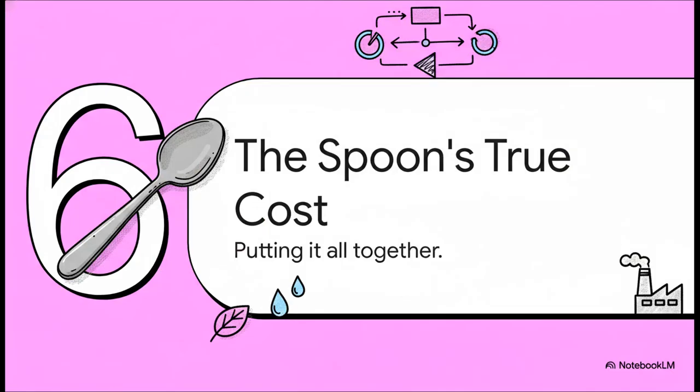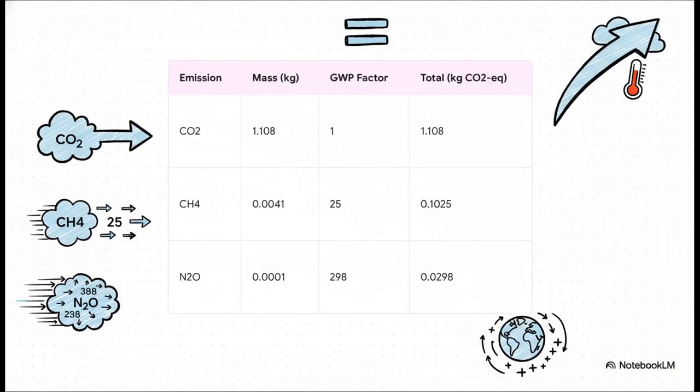All right, theory time is over. Let's put all these pieces together. It's time to apply this whole framework back to our simple steel spoon and finally get an answer to that question we asked at the beginning. So here's the calculation for our global warming potential midpoint. We take the mass of each gas that we found in our inventory, we multiply it by its specific characterization factor. So 1 for CO2, 25 for methane, and that big 298 for nitrous oxide. And that gives us the total impact for each gas, all in our nice common unit, kilograms of CO2 equivalent.